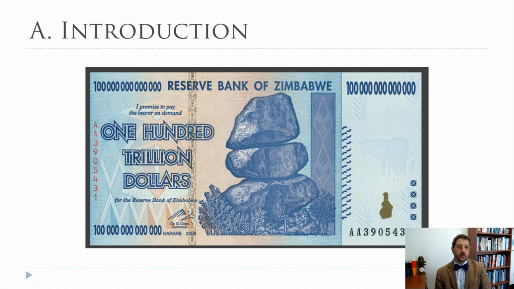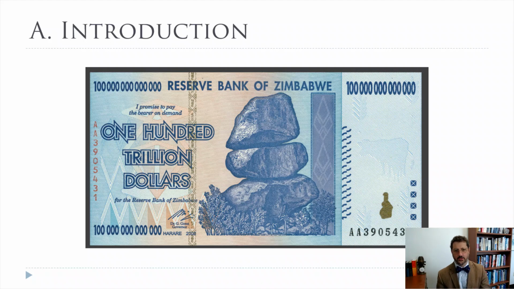All right, and so this is a 100, I don't know, thousands, millions, billions, $1 trillion bill from Zimbabwe during their experience with hyperinflation. We talked a little bit about hyperinflation in the last chapter, but we'll talk about it more in this chapter as well. Really what happens is that the value of the currency just falls so quickly because of this extreme inflation that it basically becomes worthless, and the economy grinds to a halt.